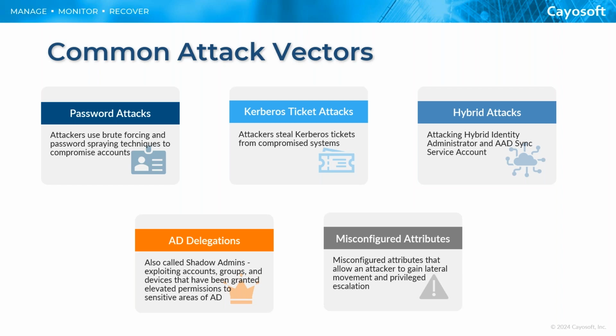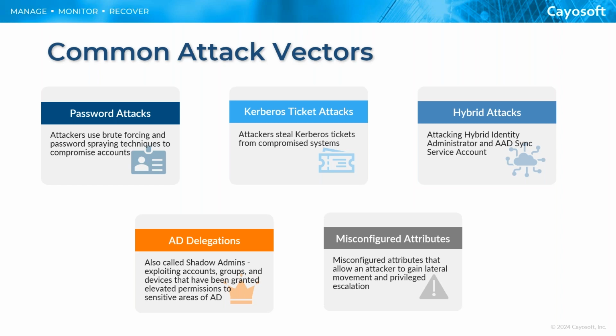The next one we'll look at is Kerberos ticket attacks. So what is Kerberos? Kerberos is involved in the authentication of Active Directory. It involves where attackers can steal Kerberos tickets from a compromised system, and forge Kerberos tickets as well. And then let's look at some hybrid attacks. What do we mean by a hybrid attack? Attacking hybrid identity. It could be attacking the administrator, right? The AAD Sync service account. So a hybrid attack could be coming from on-prem, or it could be coming from Entra ID, or both.